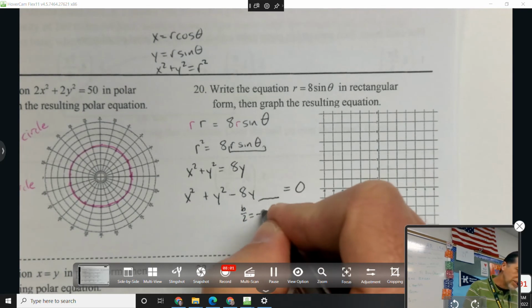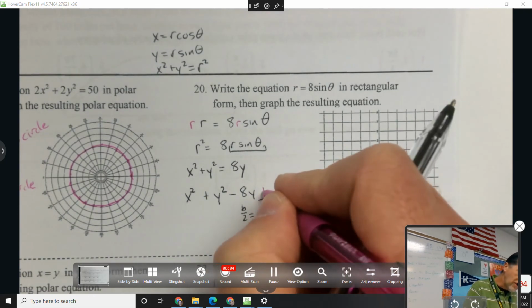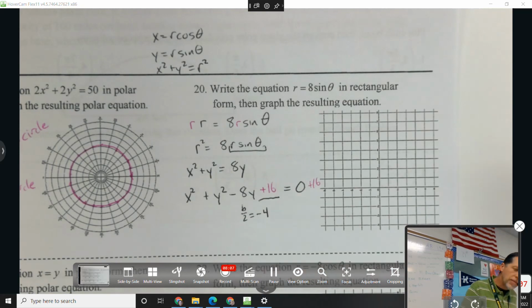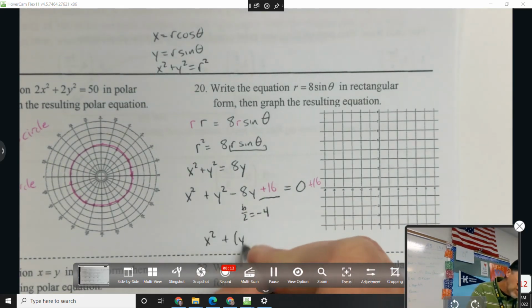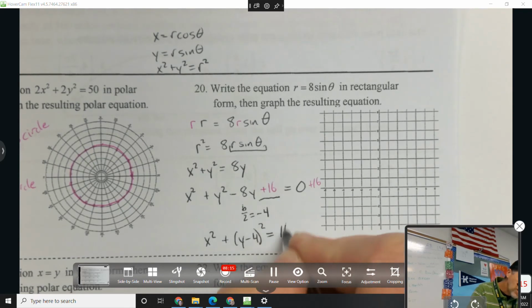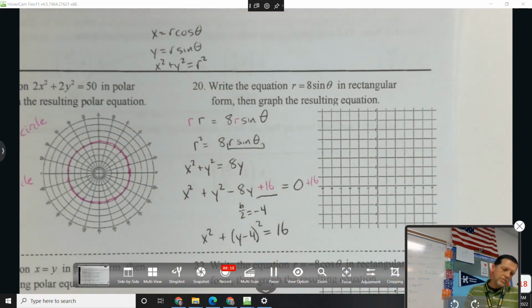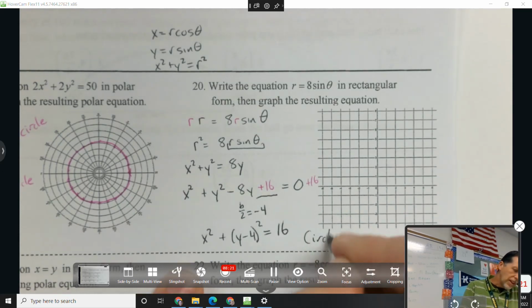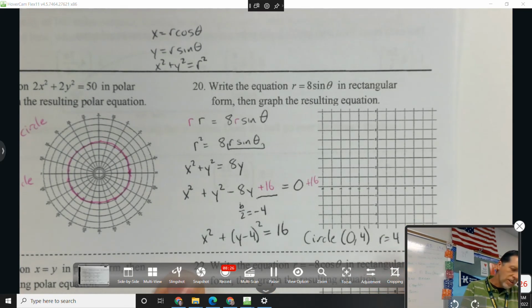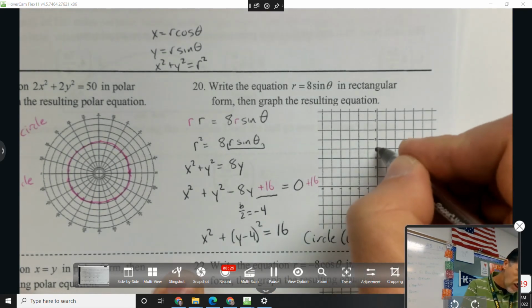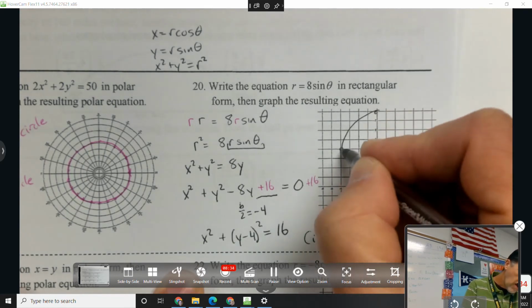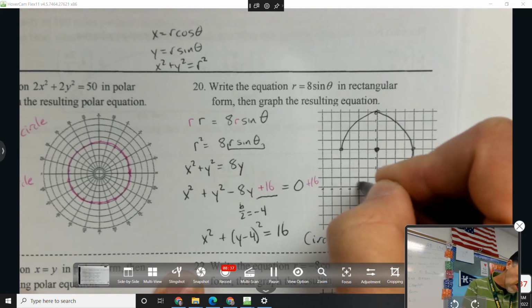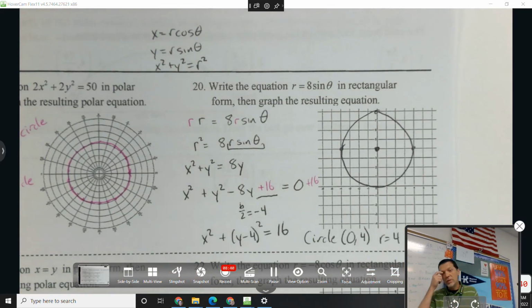So b over 2 is negative 4. If we square that, we get 16. So we'll add 16 to both sides. x squared plus (y minus 4) squared equals 16. So that's a circle at 0, 4 with radius 4. Ooh, first circle of the day, a little bit rough.